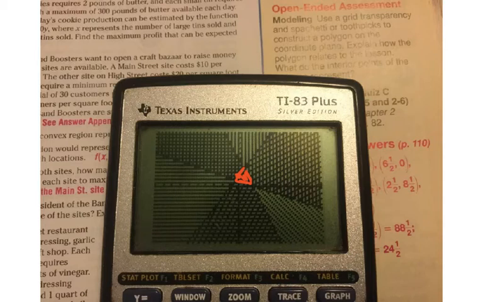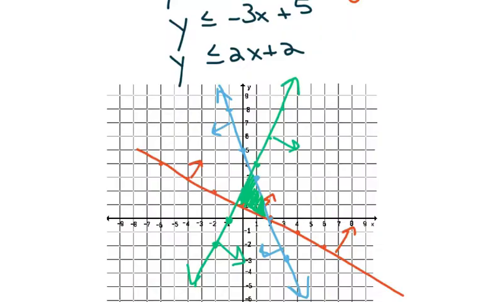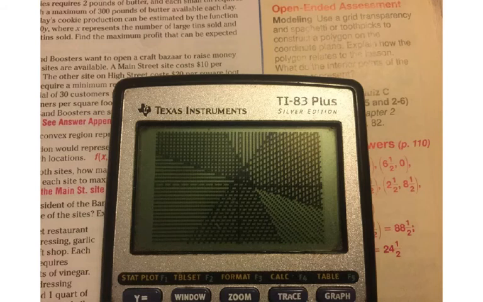kind of garbledy-gook. So the graphing calculator, although it is often helpful, doesn't always get us to where we want to be. You can't just graph this on the calculator and get a nice graph like we got when we did it by hand. However, I do want to find the vertices. I want to find where these 3 points of intersection are.